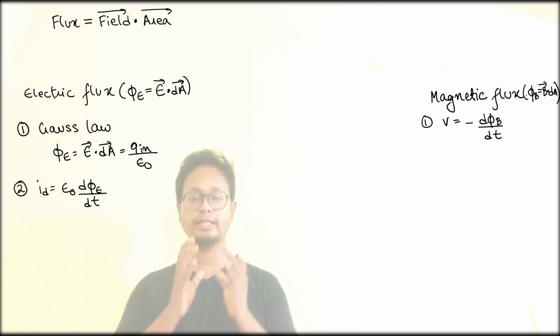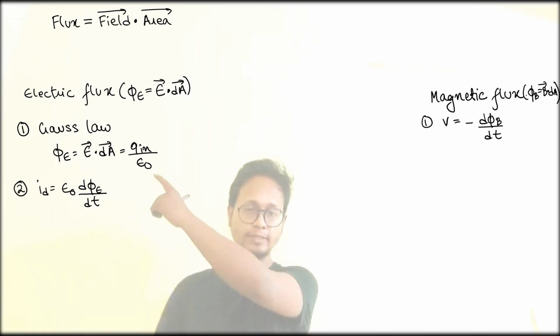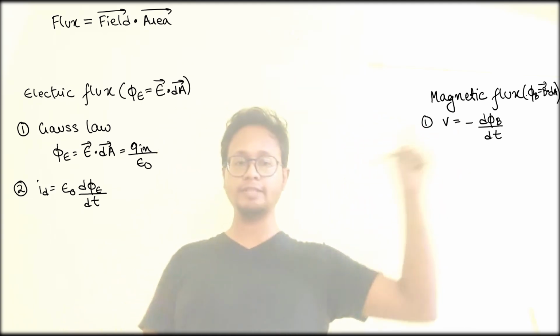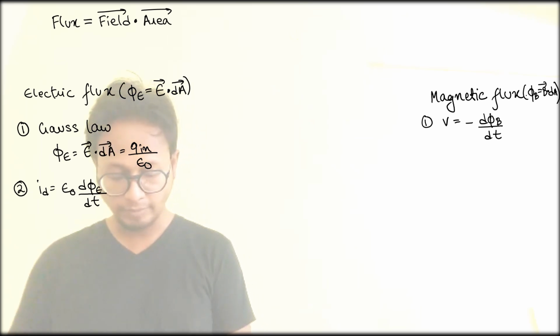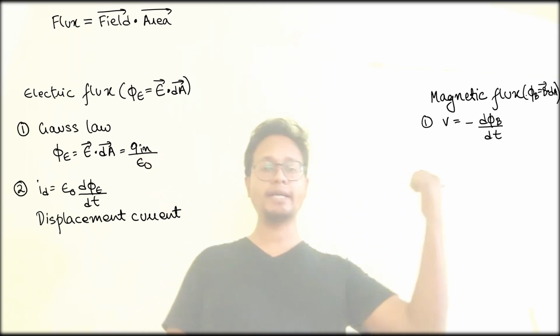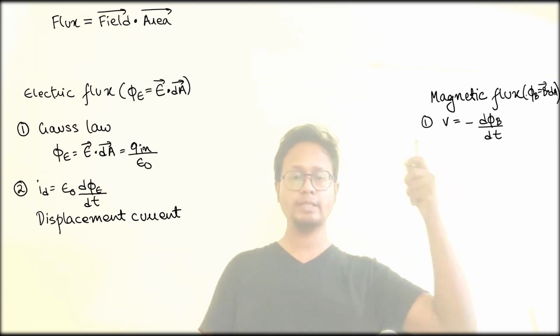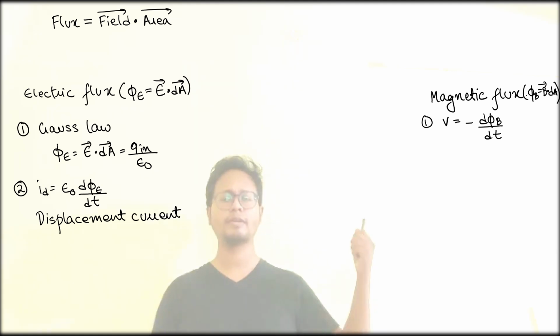So whenever you hear the word flux, flux is nothing but the dot product of field and area. In your syllabus, you'll learn flux two times. First one is electric flux, the second one is magnetic flux. In electric flux, we'll learn Gauss law and displacement current. Displacement current is from the chapter of electromagnetic waves, and in the chapter of electrostatics, we'll learn Gauss law. Similarly, magnetic flux we'll learn in the chapter of electromagnetic induction: Faraday's law and Lenz's law. Lenz's law is basically just about direction. We'll learn about Faraday's law.